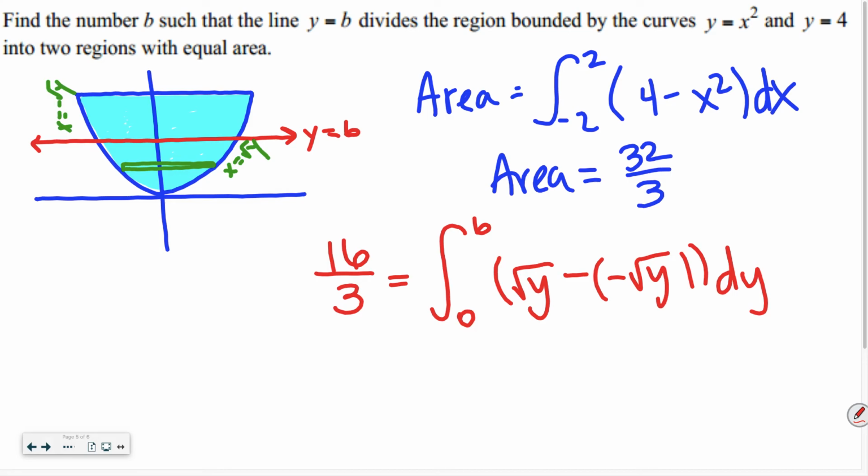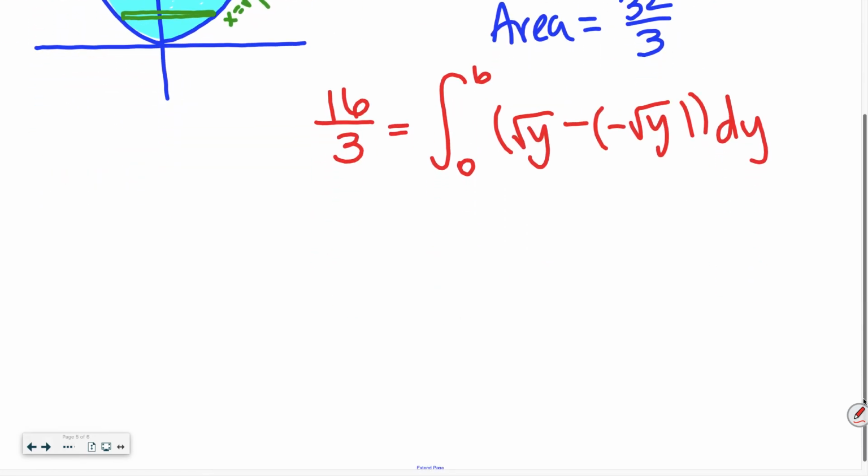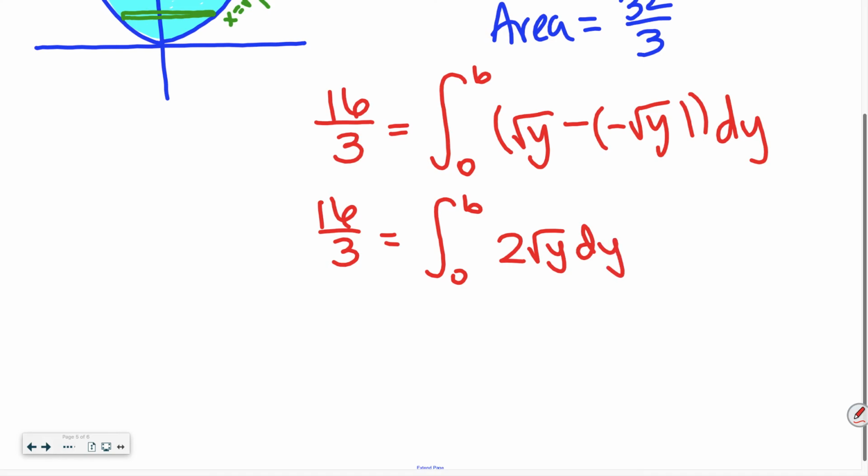How do you feel about that setup? Okay, so from 0 to b, that's the half, right, of right minus left. So now, Math 9 is not going to help us here. We have the integral from 0 to b of, that really is just 2 radical y dy, isn't it?